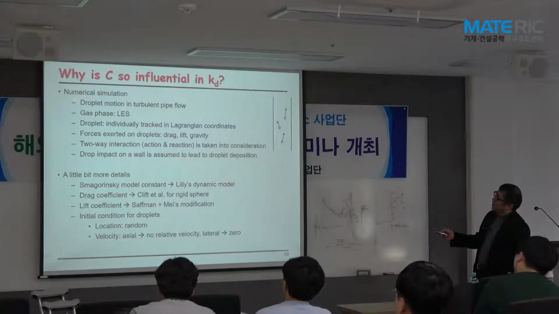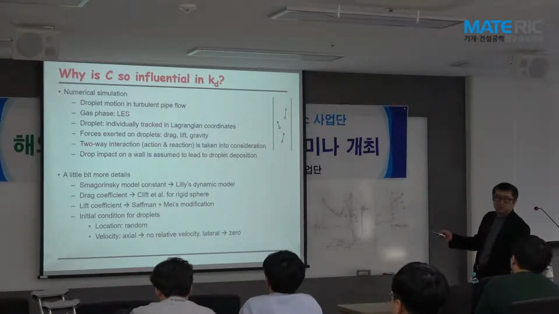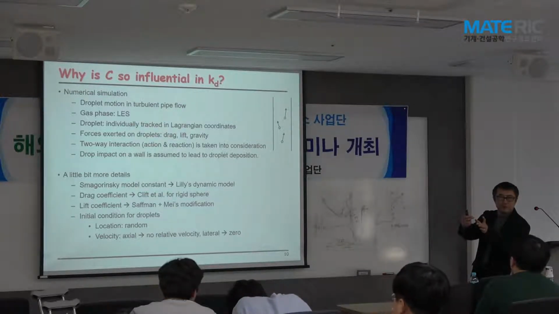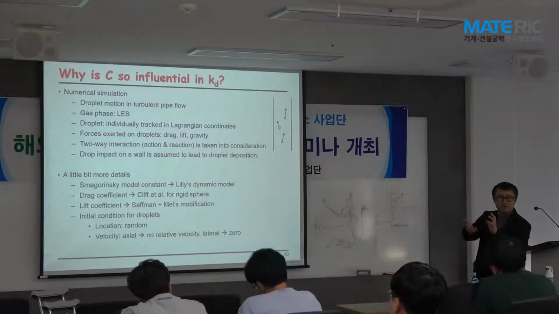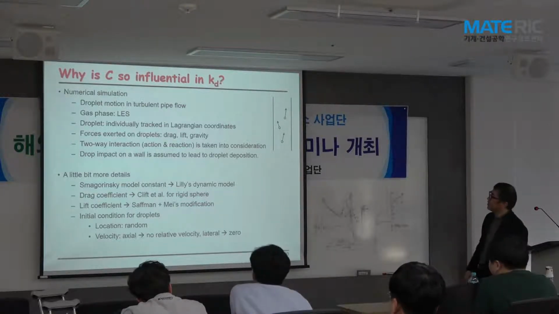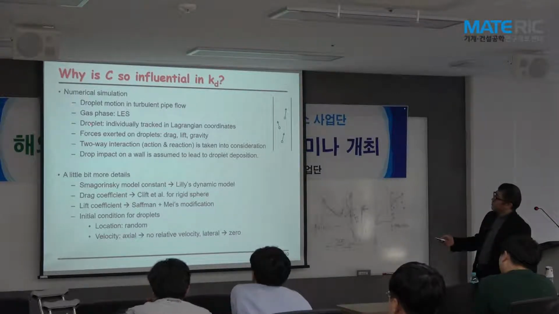The one point is I tried to do some numerical simulation to reproduce the droplet motion in turbulent pipe flow. In the simulation, I used large eddy simulation because the droplets accompany the turbulent flow. Therefore, it's easier if such an unsteady flow is reproduced in the simulation. If the flow goes this way, the droplet also comes here. So large eddy simulation was selected. And the droplets in my simulation are individually tracked, so the particle tracking method was used.